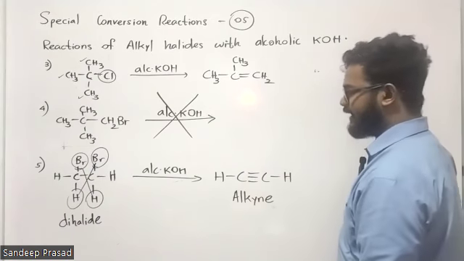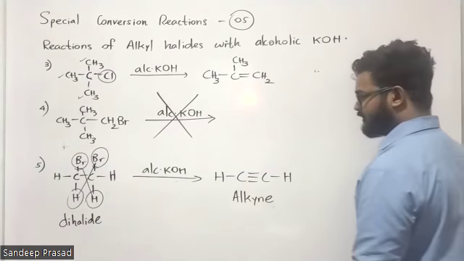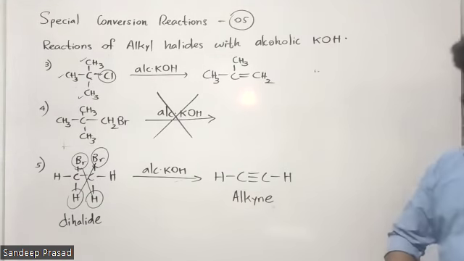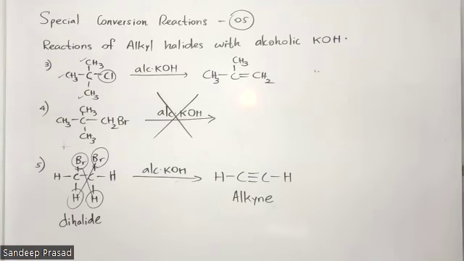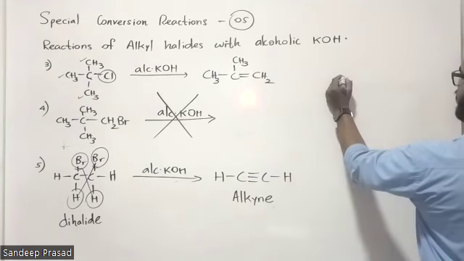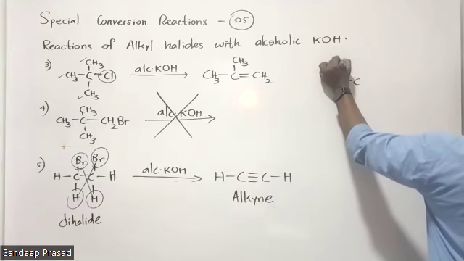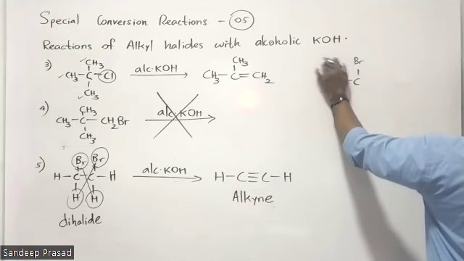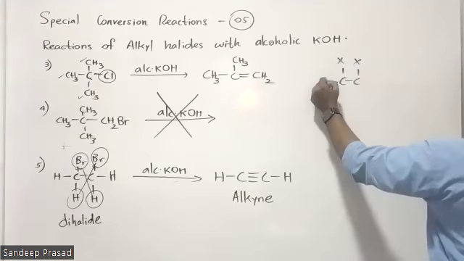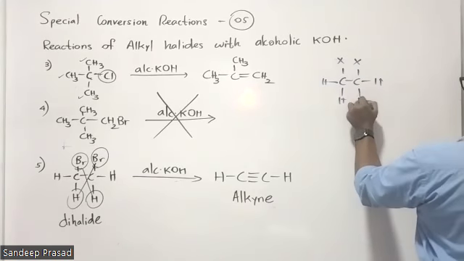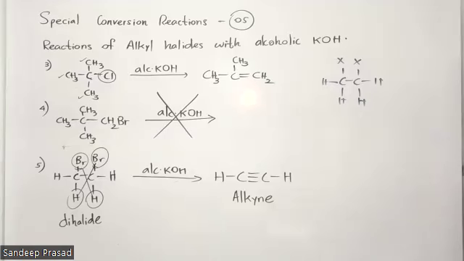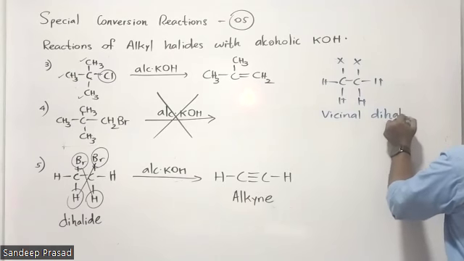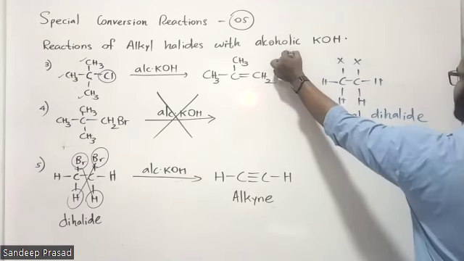Okay. Dihalide will be converted into alkyne in the presence of alcoholic KOH. And remember, students, one more thing. When the two halogen atoms are connected to neighboring carbon atoms in this way, two halogens are connected in this way, this is known as what? This is known as vicinal dihalide. Vicinal dihalide. Put a note and write down note.